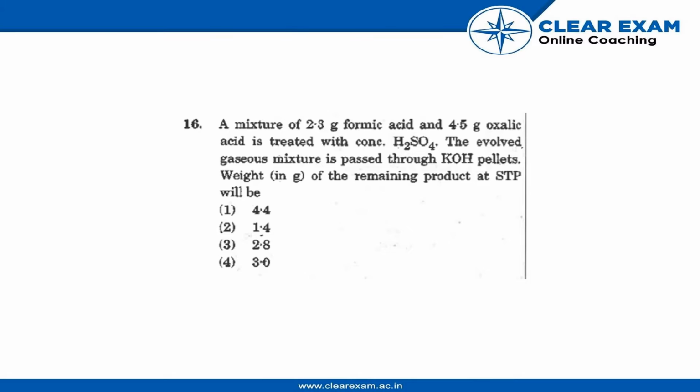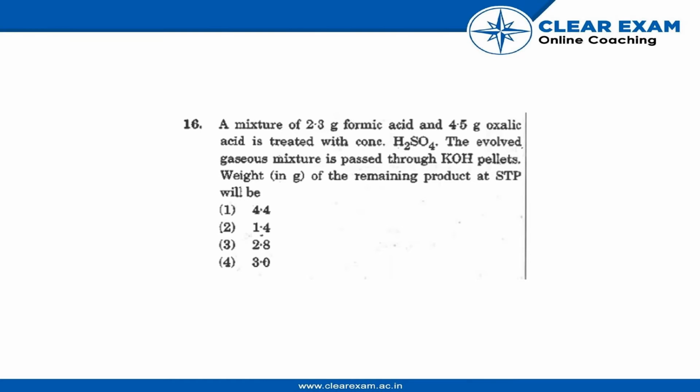Both formic acid and oxalic acid are treated with H2SO4. So HCOOH treated with H2SO4 will form CO plus H2O, and when (COOH)2, that is oxalic acid, is treated with H2SO4, it will form CO plus CO2 plus H2O. So once we have these equations, now we'll find the moles of HCOOH and moles of (COOH)2.